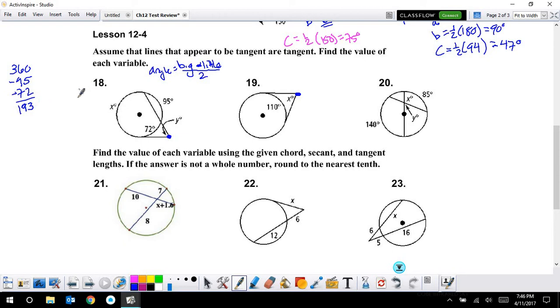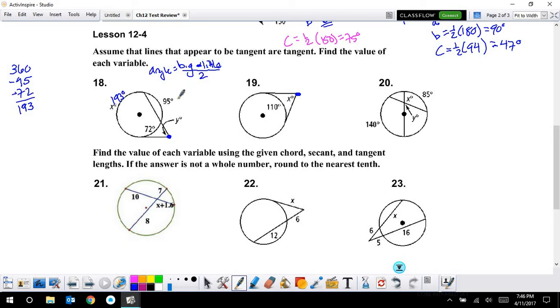193 degrees. If I mess that up, you can give me a hard time in class, I suppose. Alright, so x was 193 degrees for that arc.